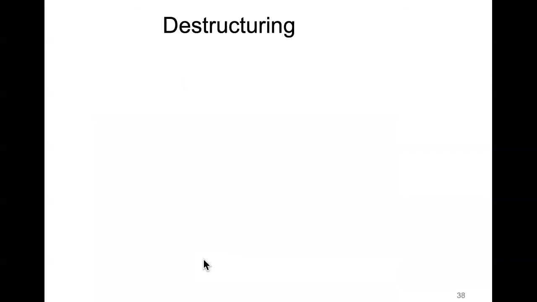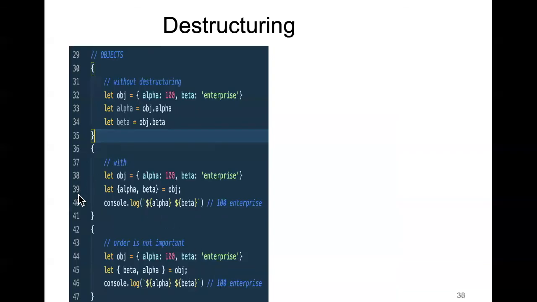You can do something similar for objects. And again, I'm showing you the pre-ES6 approach. Here's my object, and I'm extracting both parts of it. So alpha is going to be assigned the number 100, as you know, and beta will be assigned the string enterprise. So instead of writing it this way, you can do it like this.